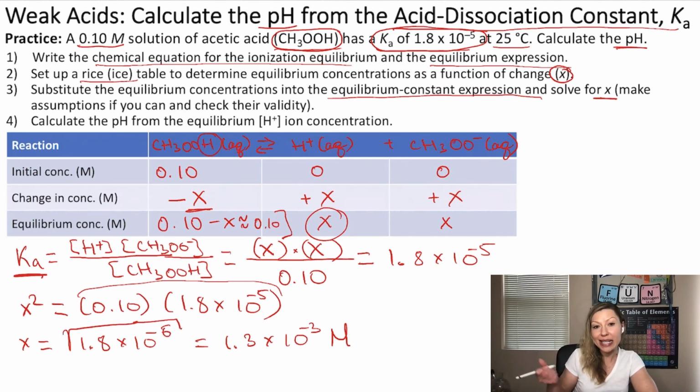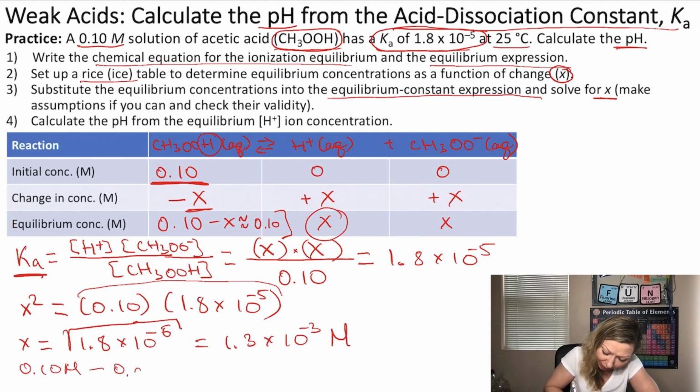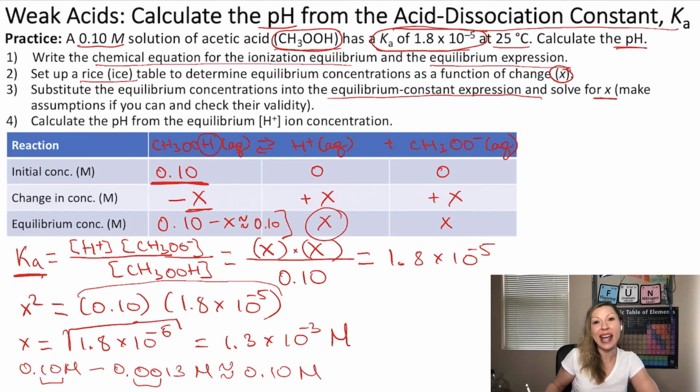Now, my question is, is this value really negligible compared to my initial concentration of acetic acid? Well, let's see. So 0.10 mole per liter is my initial concentration. If I subtract from it 0.0013 mole per liter, I will still end up getting 0.10 mole per liter at my equilibrium, right? So it makes sense that I made the assumption that my x is going to be a small value.